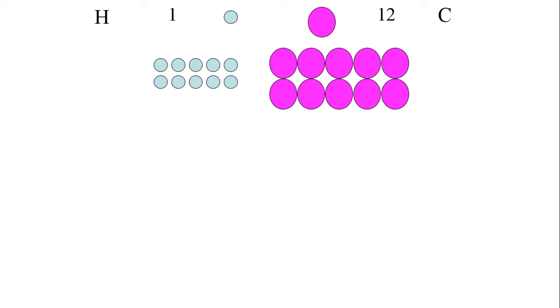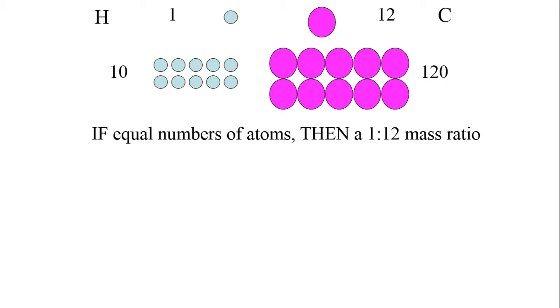A carbon atom has a mass 12 times larger than a hydrogen atom. If we were to take 10 hydrogen atoms and 10 carbon atoms, the carbon sample would still have a mass 12 times as large. The point is that no matter how many atoms we choose, if there are equal numbers of hydrogen and carbon atoms, then there is a 1 to 12 mass ratio. Note that if we choose different elements, the numeric ratio would be different, but the concept would still be the same. The concept works another way as well.